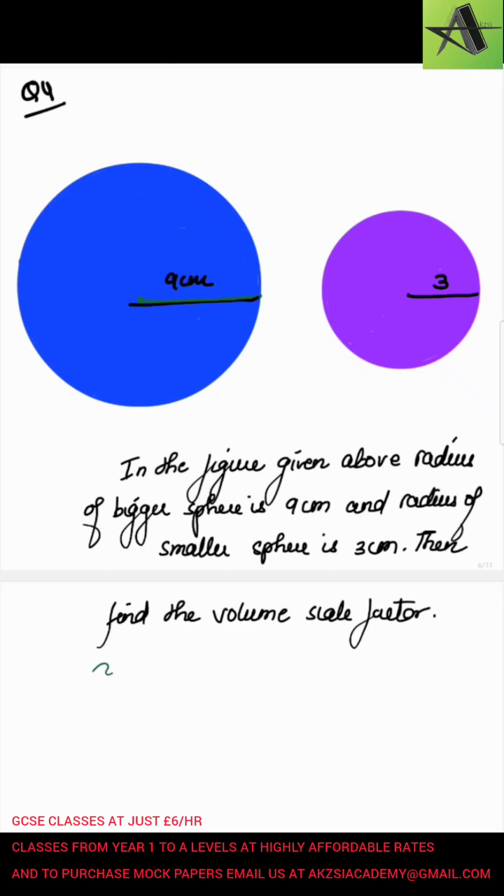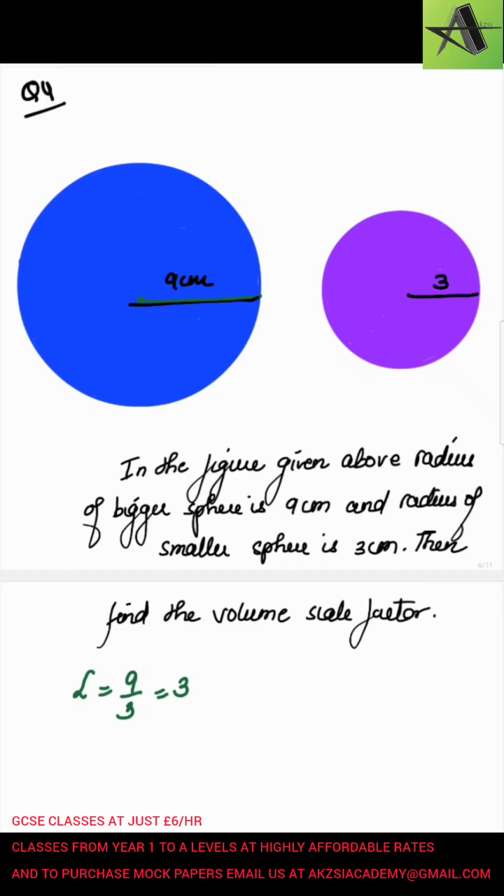It's very easy. Let me find the length scale factor, which says divide the corresponding sides. That will give me 9 over 3, that is 3. Even if you do 3 over 9, that's perfectly fine, because they haven't mentioned specifically that they want the ratio of bigger to smaller.